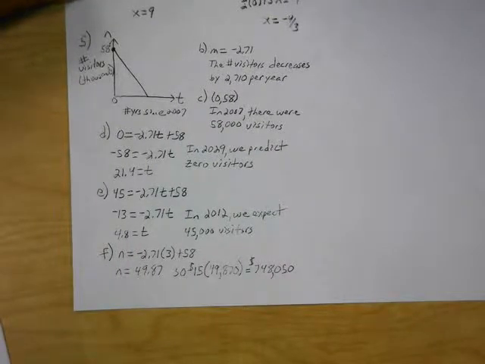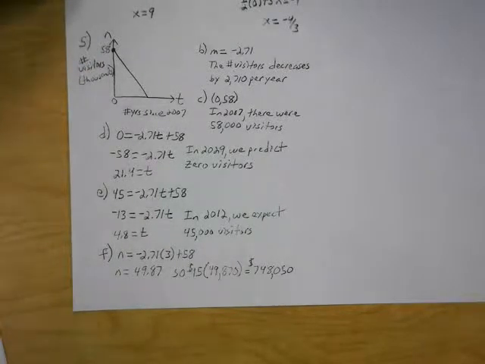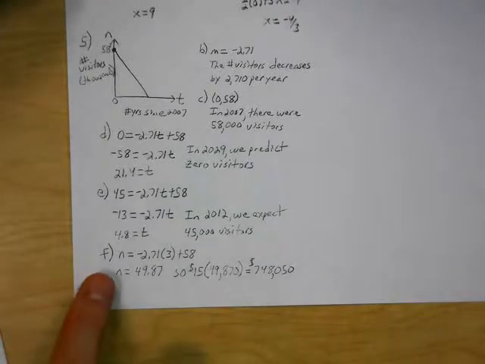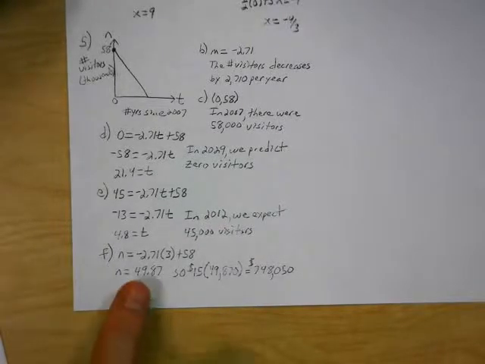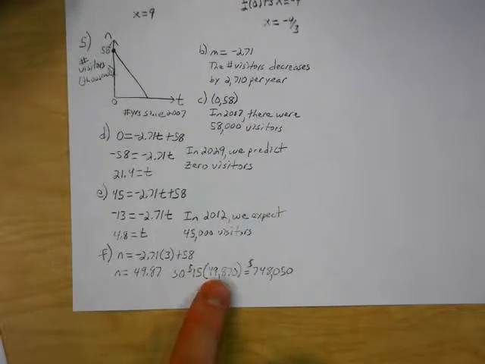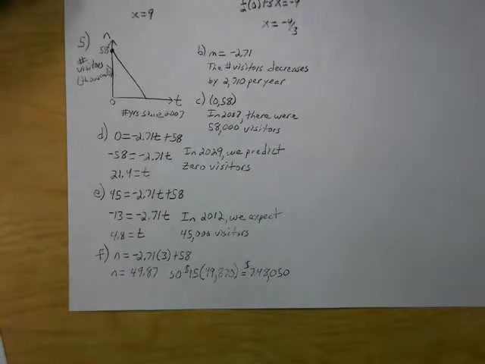The sketch of the graph starts up at 58. And then the slope is negative, which means the line is decreasing. So eventually it'll hit the t-axis. And then the only other thing to really mention is down here in part F, you find the number of visitors, which was 49.87 thousand. And if they're bringing in $15 each, you multiply that by 15 to get the revenue of $748,050. So I'm going to go on to the next ones, number 6.